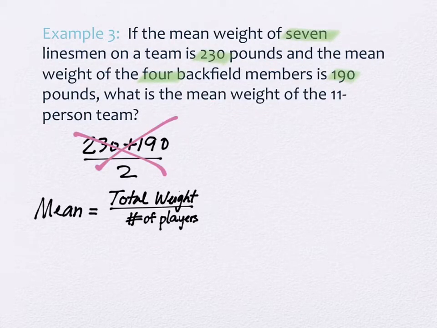Well, I know 2 of these 3 pieces of information for each of these groups of men. Let's do it for the 7 linesmen first. What numbers would I put and where to find the linesmen here? 230 equals X over 7. Okay, does that make sense to everyone? This would actually get me their total weight.